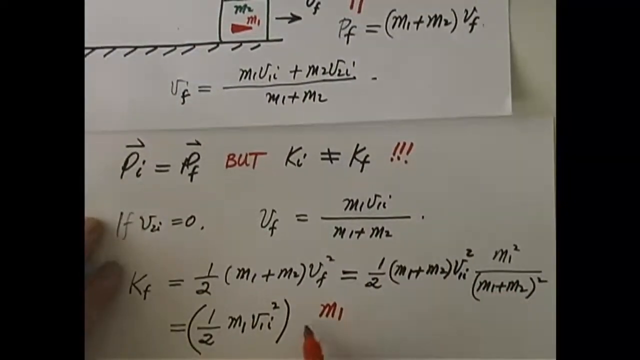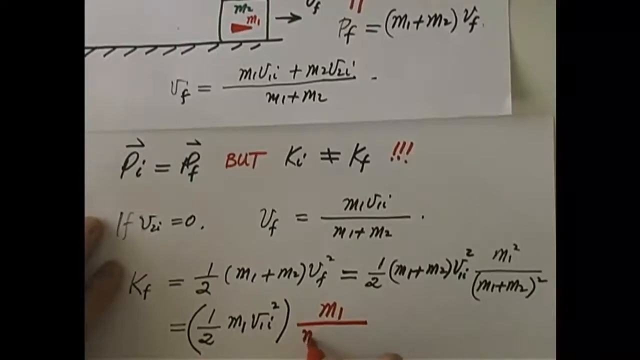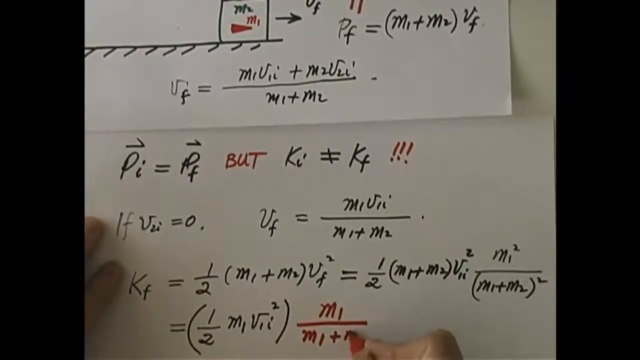That's 1/2. There's an M1 squared. I'm going to take one M1 out and write down V1 initial squared. I'm going to factor this out. What's left? There's another M1, and there's M1 plus M2 squared in the denominator. So you have one term left, M1 plus M2. Isn't that true?